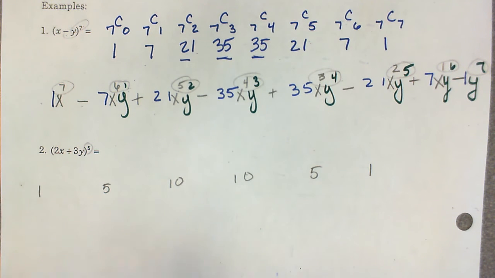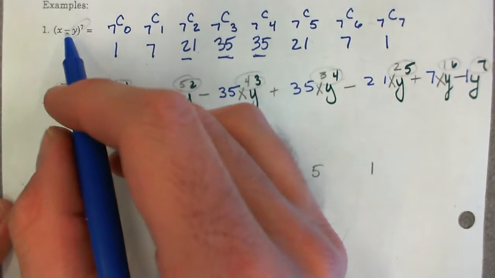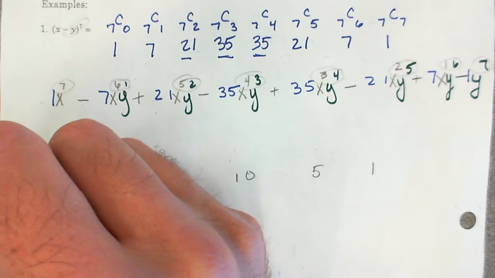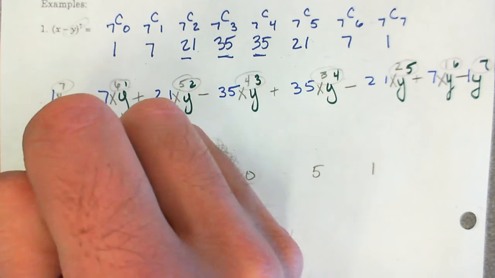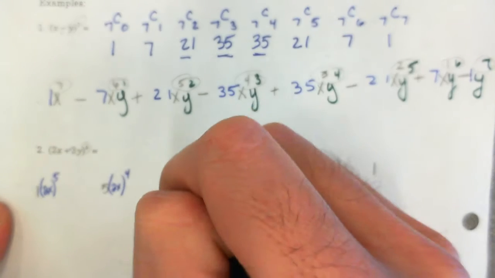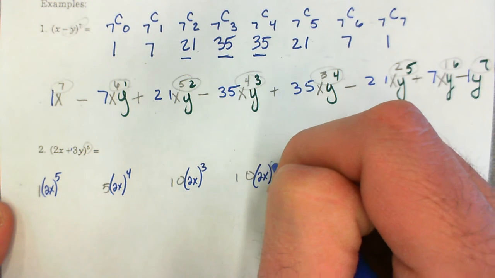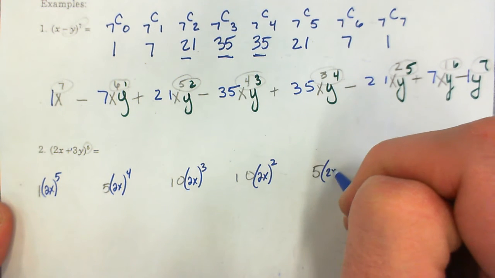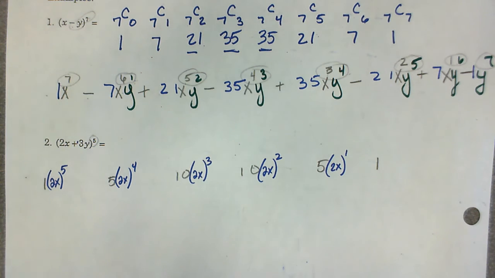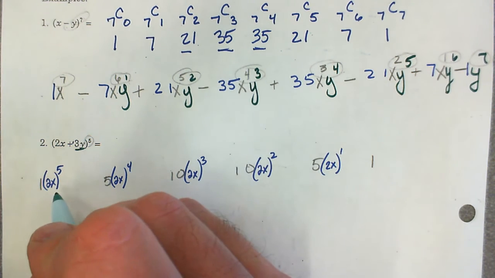Then, here we're going to have a slight problem because it's different than the previous one. This isn't just an x, this is a 2x. So instead of x to the power, this is actually going to be 2x to the power of 5. Your next term is going to be 2x to the power of 4. It's going to be 2x to the power of 3, 2x to the power of 2, 2x to the power of 1. And then no 2x's.